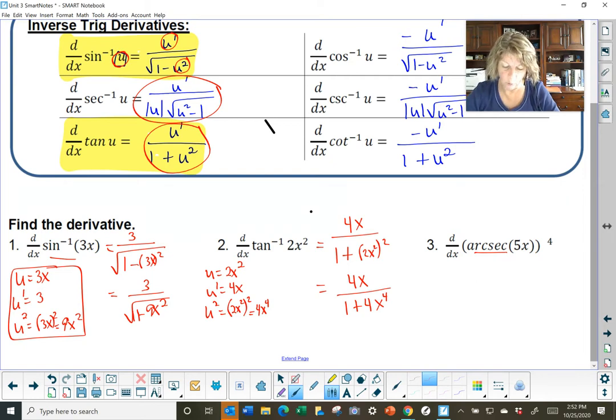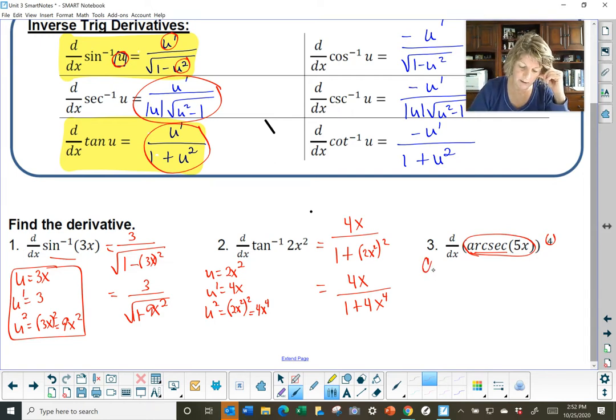Okay, that 4 way out looks like arc secant raised to the fourth. So it's a little bit more definitely inside. We're going to be taking the derivative of the arc secant of 5x, but I also have this power of 4. So it's a composite function with like 3 levels to it, and this is going to be a chain rule application.